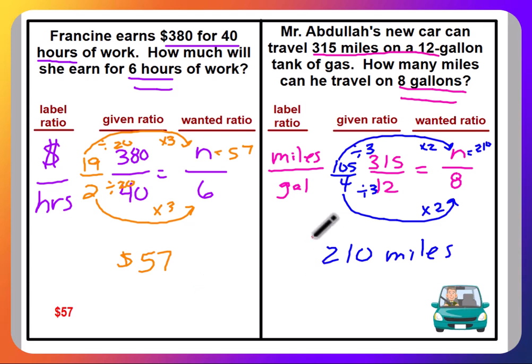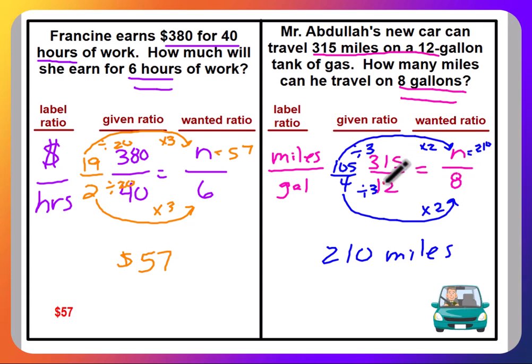And our second example, we're comparing miles and gallons. I wrote my label ratio with the miles first. You could have done gallons to miles, that's fine. Make sure that the 315 miles is on the same row as where you put your miles. So 350 miles to 12 gallons is the given rate. We're changing our rate, we want to make it 8 gallons. So we need to find how many miles he can drive on 8 gallons.